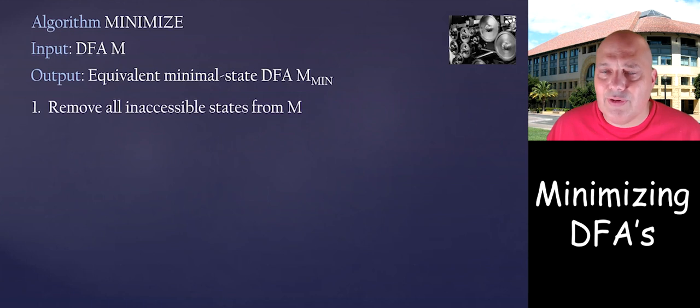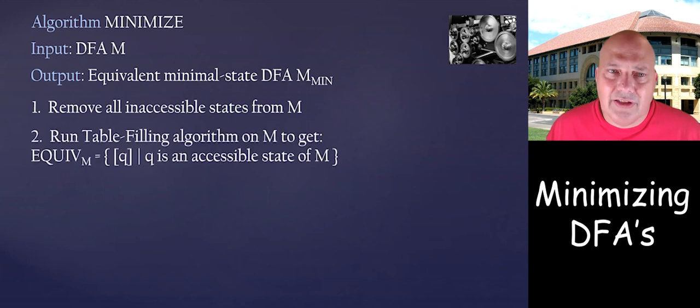The algorithm itself is going to be simple now with what we have at our disposal, and it's going to be exactly the thing I've been hinting at repeatedly. So what are we going to do? First, we remove all inaccessible states from M. There's no point in having an inaccessible state. It is never reached, so it never takes part in the calculation of the DFA. Then we run the table filling algorithm on M to get the equivalence classes. And these equivalence classes are going to be the states of the new automaton.